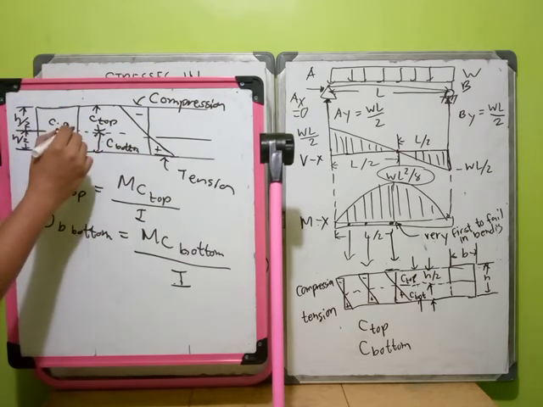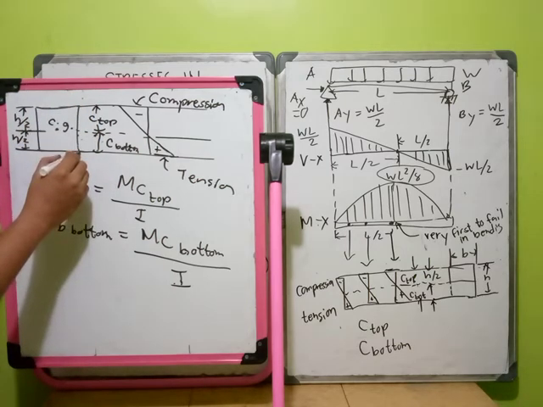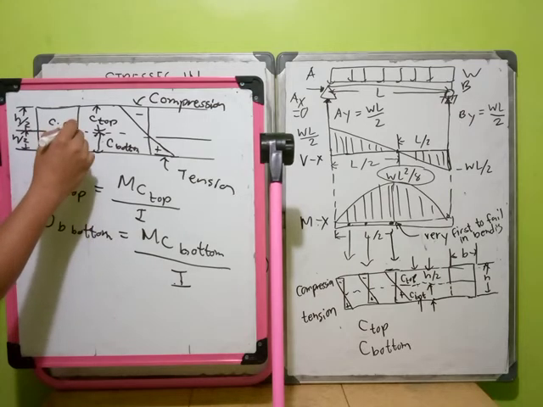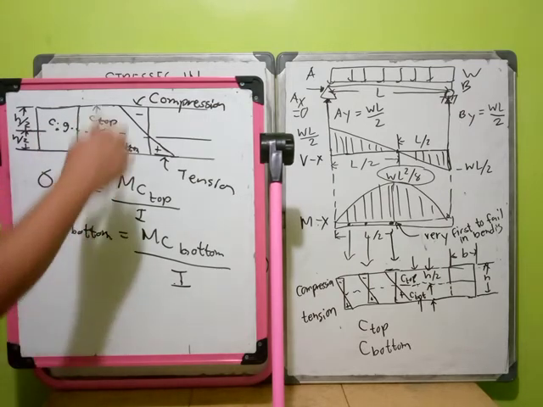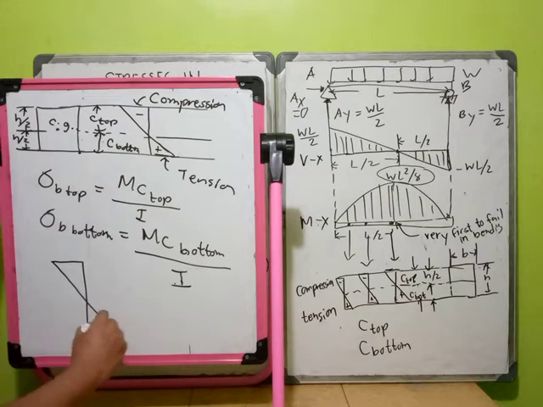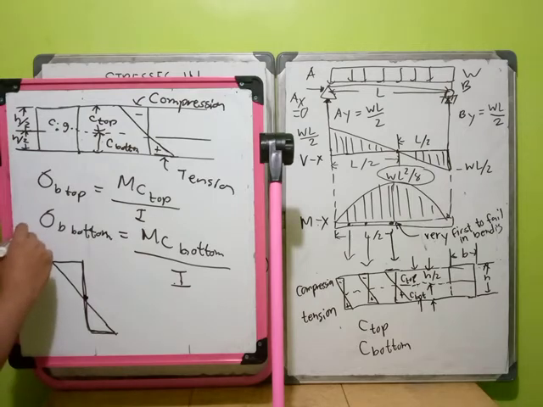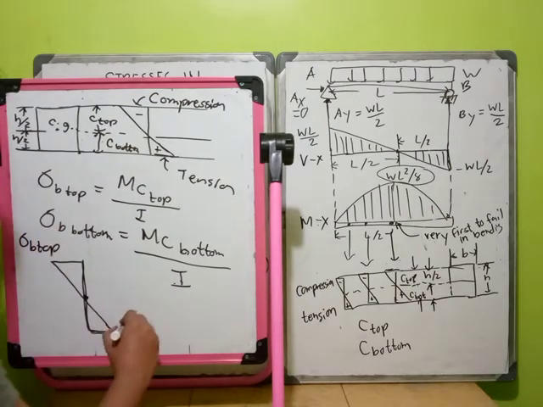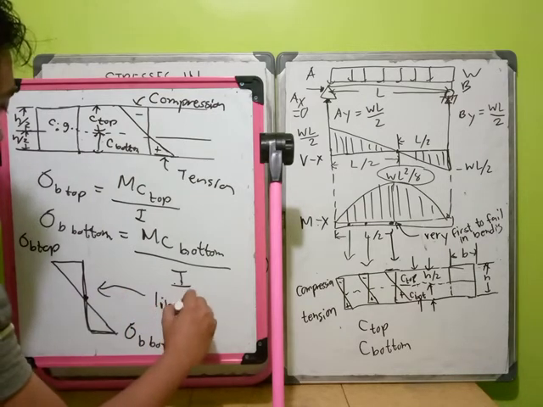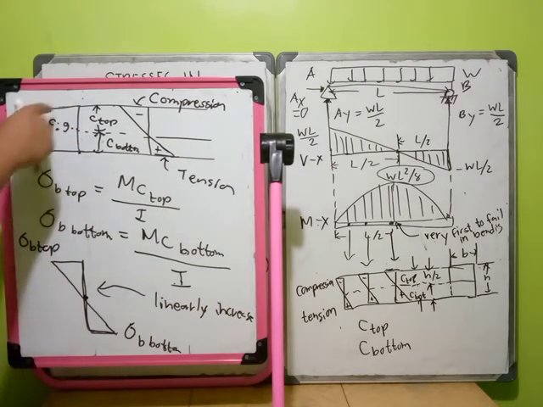From the top of your beam to the center of gravity or your centroid, that is C top. From the extreme bottom of your beam up to the center of gravity will be your C bottom. So there will be two different values of your bending stress. Please take note that it will linearly increase from the stress at the top to the stress at the bottom, linearly relative to the height of your beam.